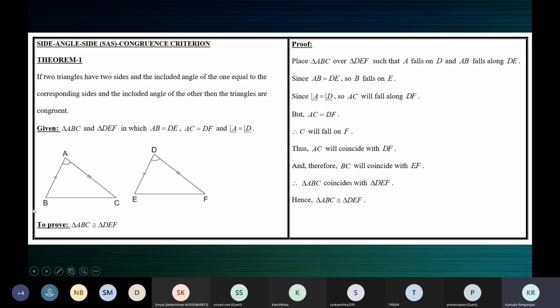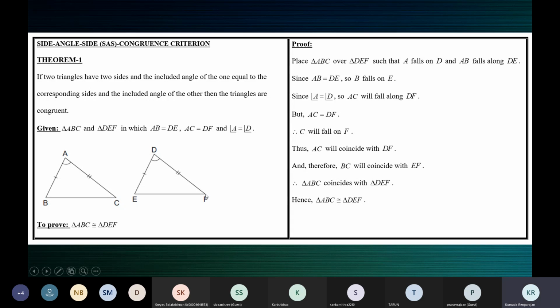So now on this side, B coincides with E. On this side, C coincides with F. So that means BC is equal to EF, or BC will coincide with EF. Because B falls on E and vertex C falls on vertex F, BC will be equal to EF. That is, BC will coincide with EF.